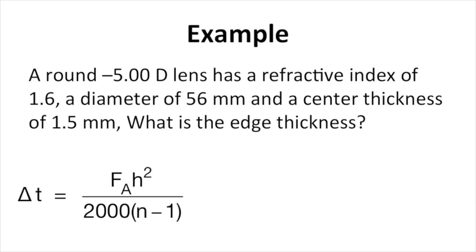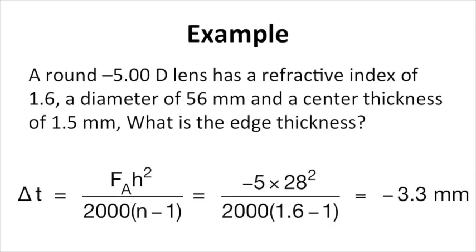So we plug those numbers into this equation, and what do we get? Well, we get -5 times 28 squared divided by 2000 times (1.6 minus 1). And importantly here, we've avoided the trap of just plugging 56 into the equation. We have to divide it by 2, so 56 over 2 is of course 28. And if we plug that into our calculators, we end up with -3.3 millimeters. So in other words here, the value of delta T is -3.3.